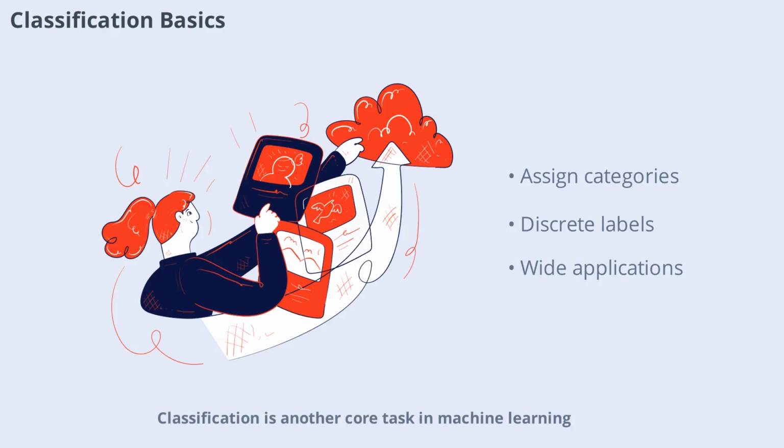Classification is another core task in machine learning, used to assign data points to predefined categories. Unlike regression, which predicts continuous values, classification deals with discrete labels. Common examples include spam detection, image recognition, and medical diagnosis. Understanding classification is essential for tackling a wide range of real-world problems.